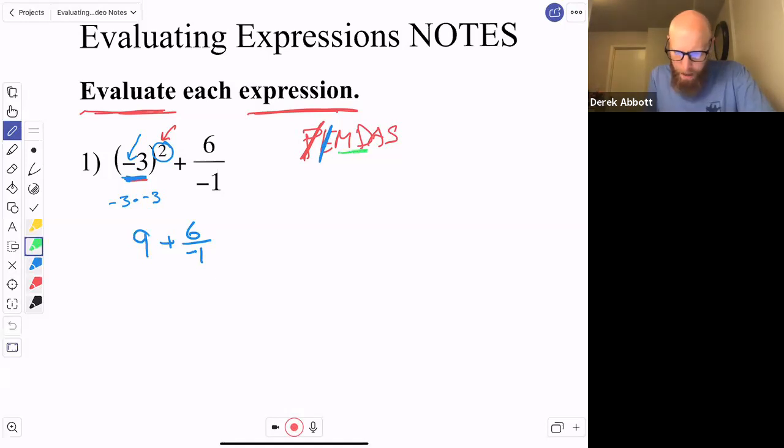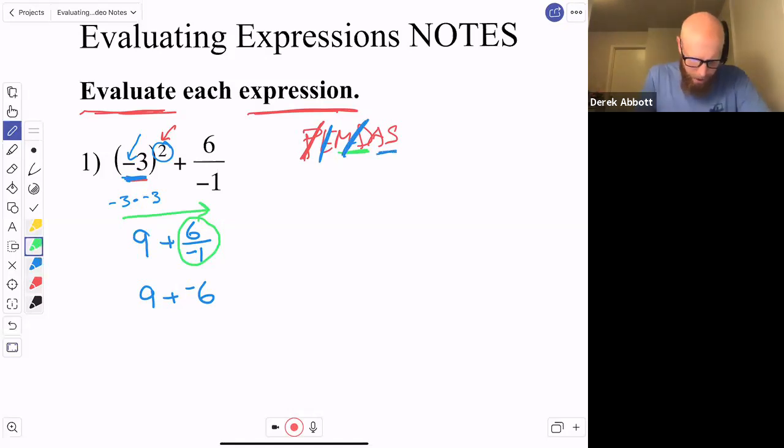It is multiplication or division, whatever I see first, moving this direction, right? Just moving from left to right. So I see addition come up, 9 plus, don't want to do anything with that, 6 divided by -1. Well, there's our division right there. And so there's no multiplication, so let's go ahead and take care of that, right? So as we take care of that, we get 9 plus 6 divided by -1 is -6. So that took care of my multiplication division because I have no more. So now I move on to addition, subtraction. So 9 plus -6, right? That is an addition right there.